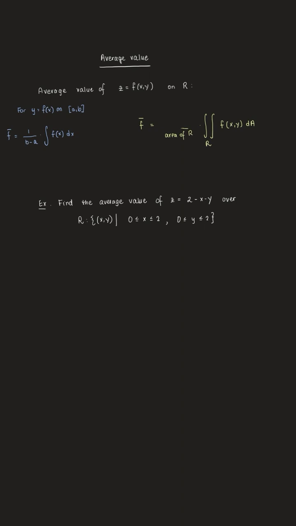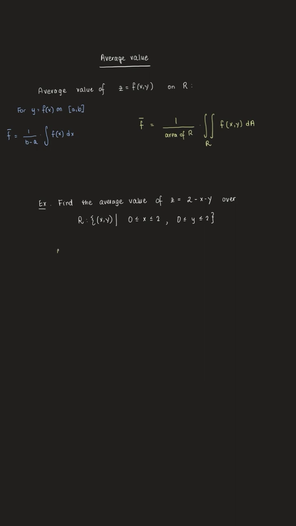So let's do an example. Let me write this a little bit nicer. All right, so let's find the average value of the function z equals 2 minus x minus y over the rectangular region where x ranges from 0 to 2 and y ranges from 0 to 2 also.